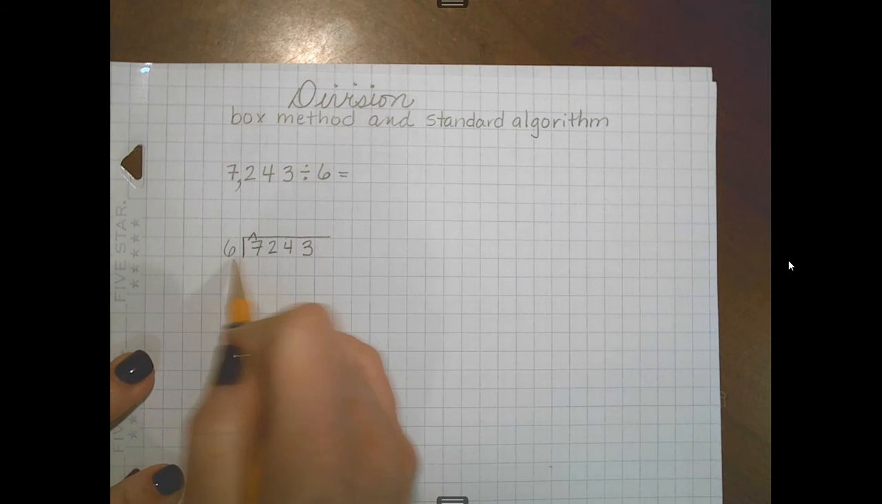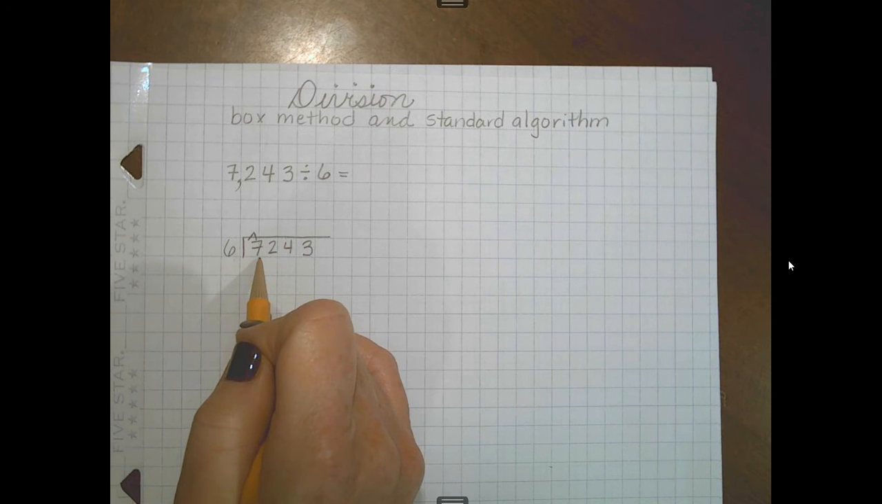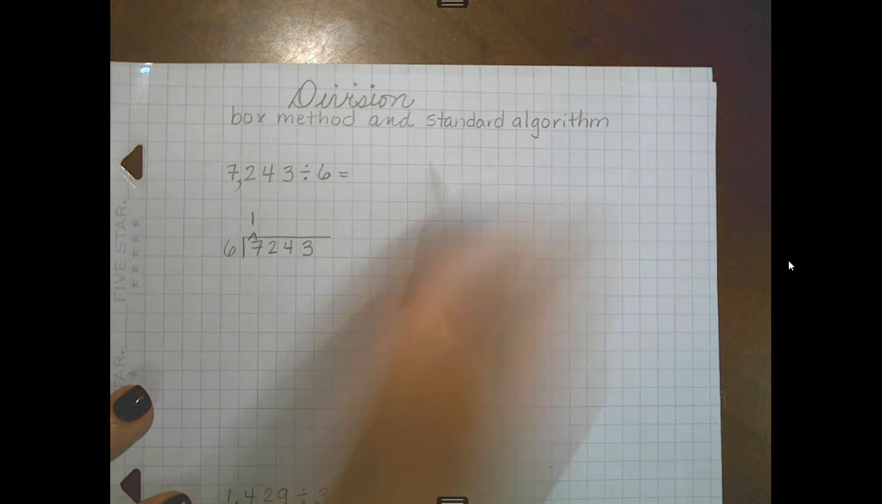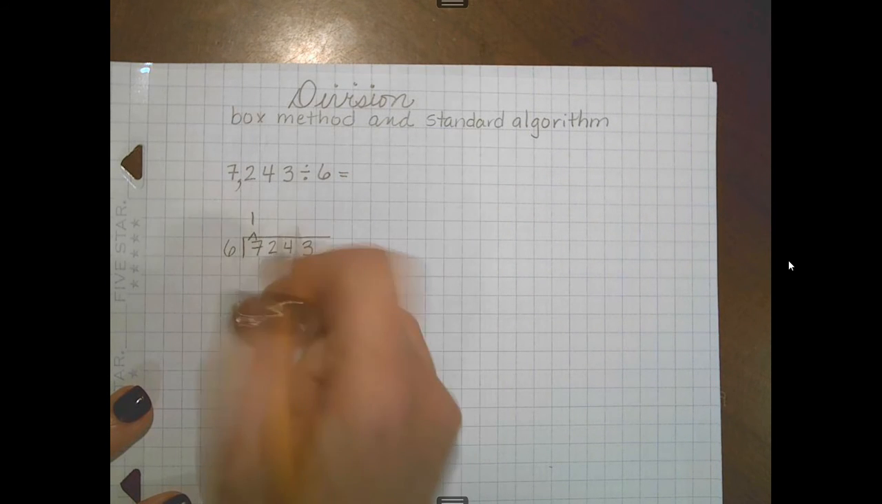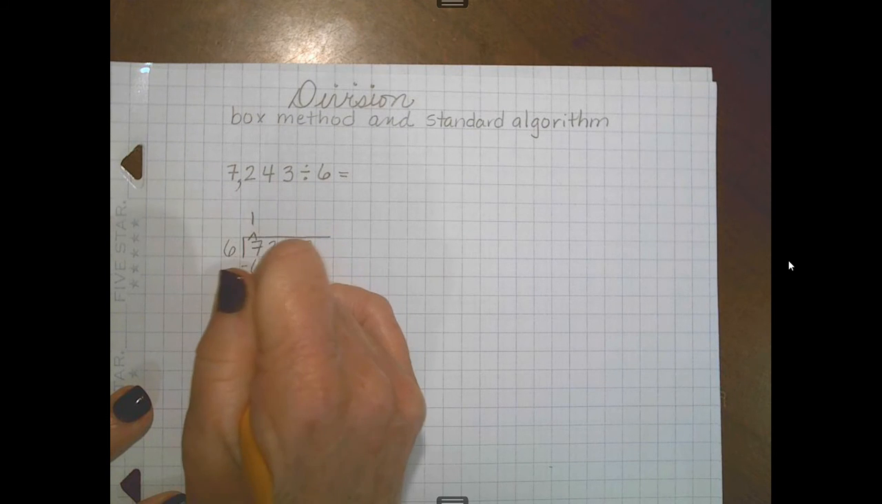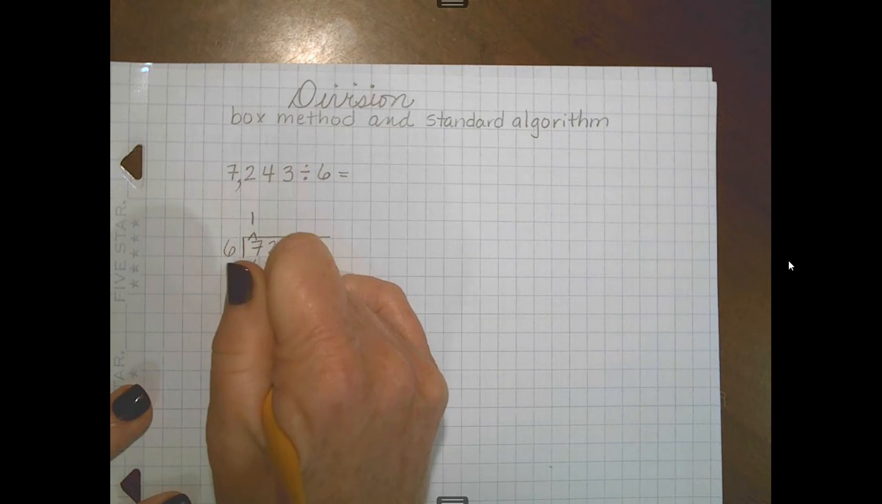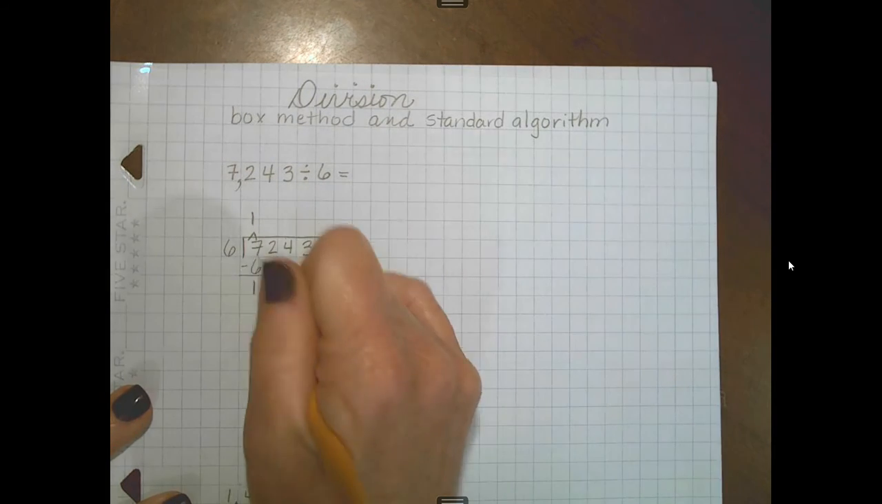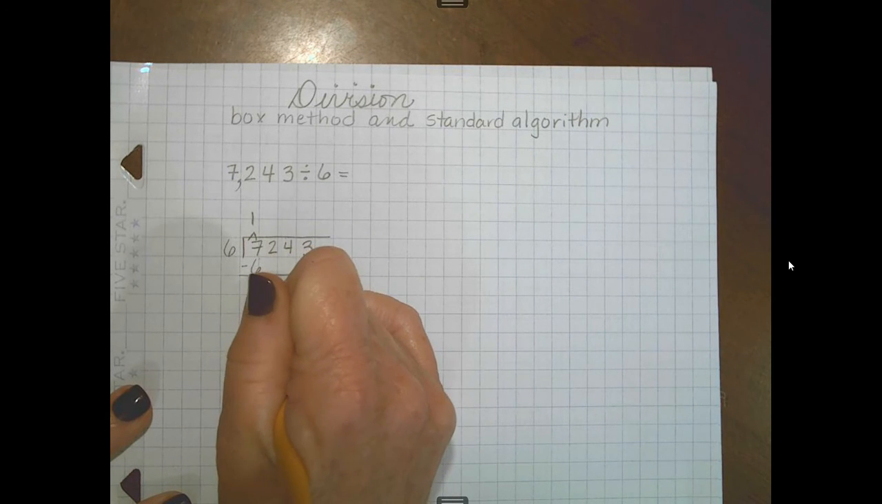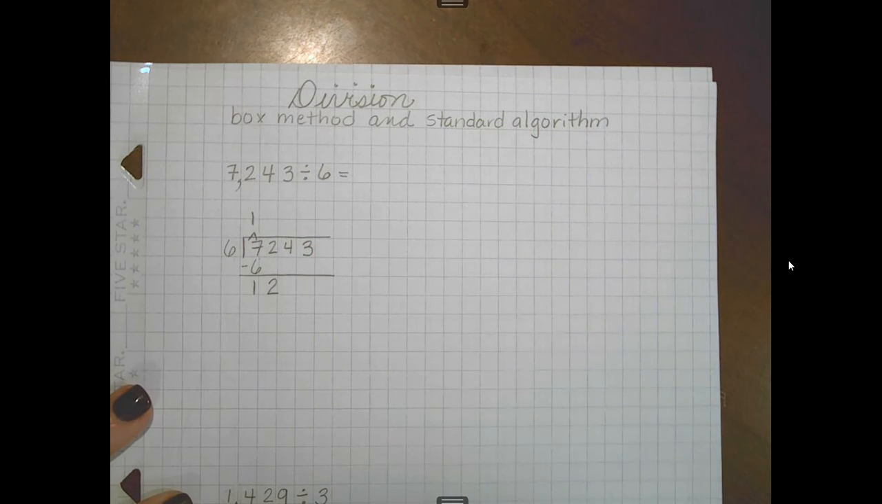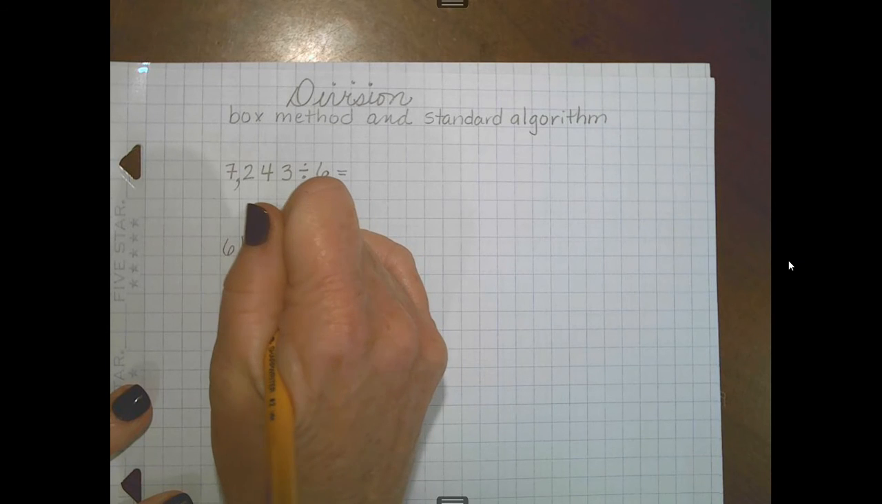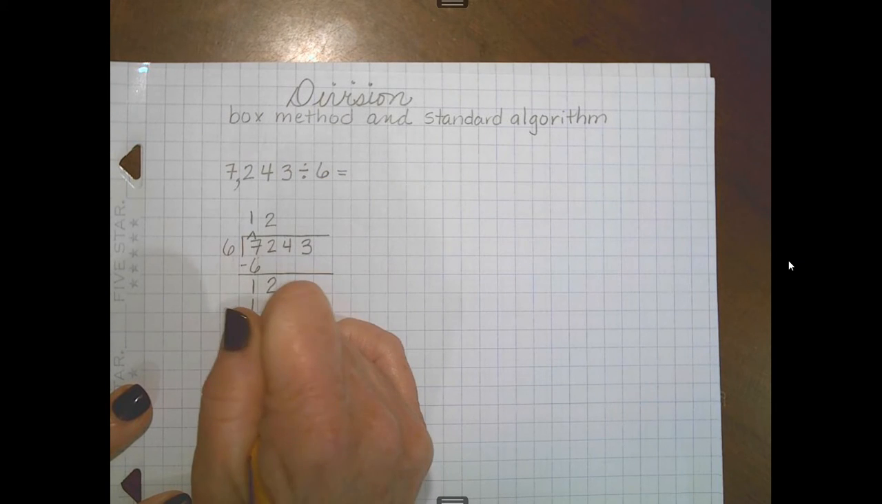So 6 will divide into 7 one time. I can make one group of 6, right, if I have 7. And that gave me 6. So when I subtract, I have 1 left over. And I'm going to bring down the next digit. All right, 6 goes into 12 2 times. 2 times 6 is 12.